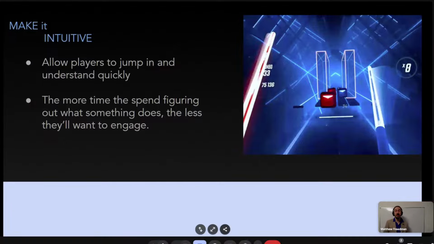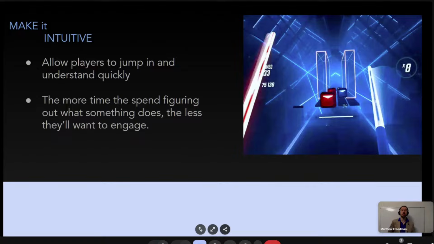Another thing is, of course, making it intuitive. Allow players to jump in and understand quickly. One of the biggest challenges facing video games right now is just how, I'd say, almost anti-customer we've made our product, where like a well-designed product, it should be clear how this thing works. I should be able to jump in, start engaging with it, start pursuing what I want to with it, and not have to sit there and constantly be confused or frustrated or have to get this thing explained to me.